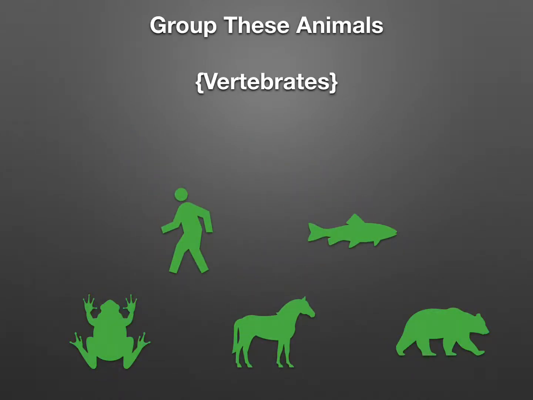Here are the answers for the vertebrate group. We have a human, a fish, a frog, a horse, and a bear. All of these would be classified as vertebrates because they do have a spinal column of some sort. For those of you that had these five being the vertebrates, congratulations, you did a great job. Like I said, be thinking about why these different animals need a spinal column to survive in everyday life, and we'll get to answer this question a little bit later on.